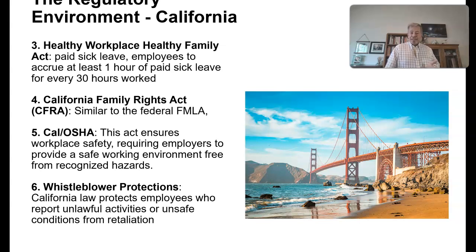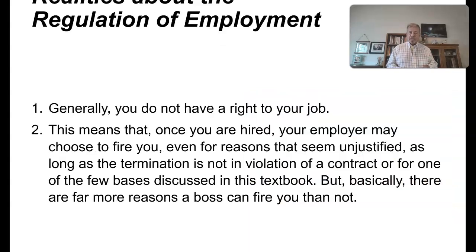Instead of just the FMLA in California, we have both the FMLA, the Family Medical Leave Act, and the California Family Rights Act. It's very similar. It just expands upon the federal law. Instead of OSHA, we have Cal-OSHA. It ensures workplace safety, and it has us go one step more than the federal standard. And we also have some laws about whistleblower protection. So we'll talk more about that later on.